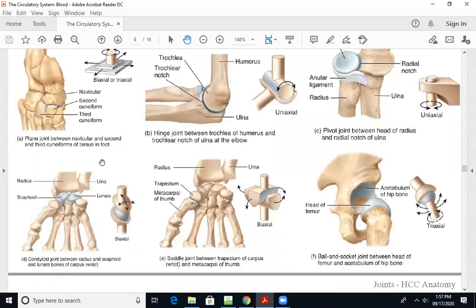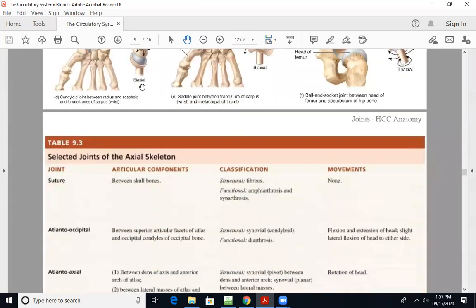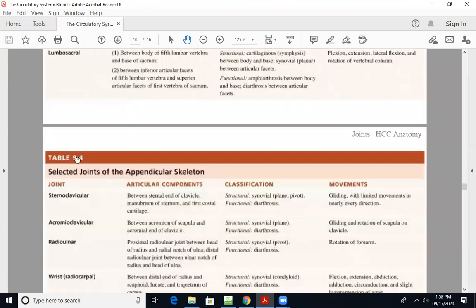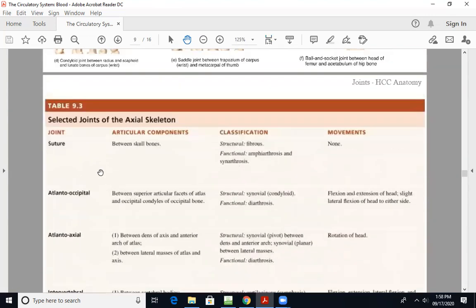As far as the pictures go, they just show examples, not something that you'll want to worry about studying for the exam. Now, the next several slides here to round us out in this lecture, we're going to go through specific joints, learn about their features and stuff like that. We have two tables here, one on this page, 9.3, and then table 9.4, listing selected joints. This table 9.3 is of the axial skeleton.